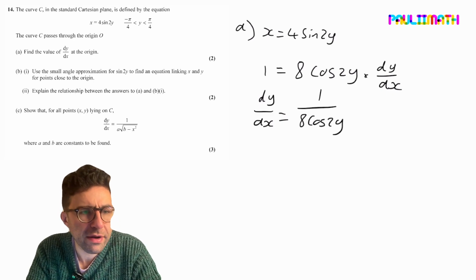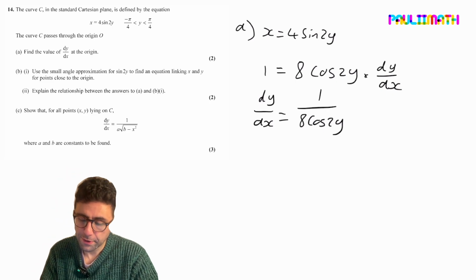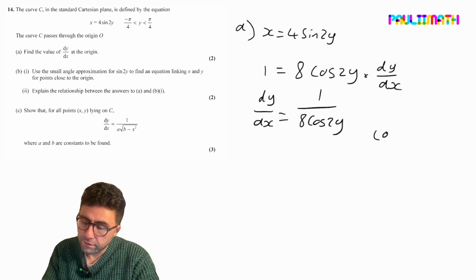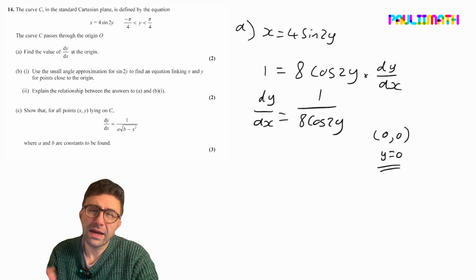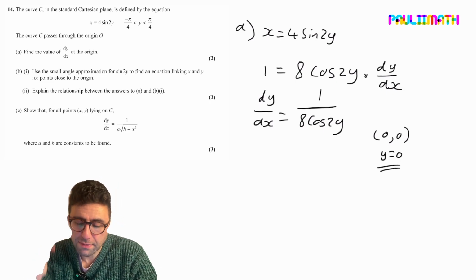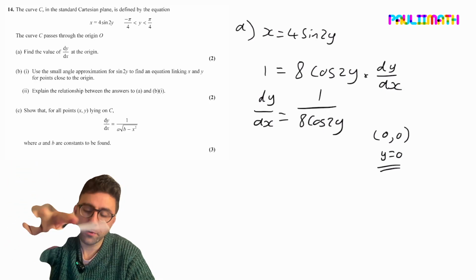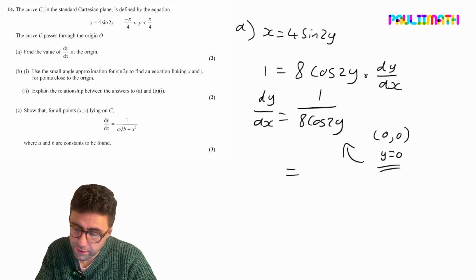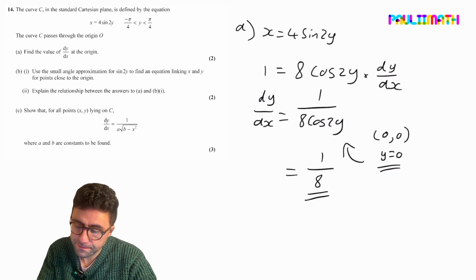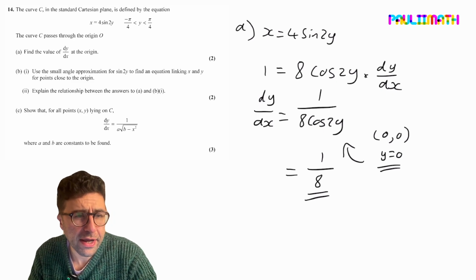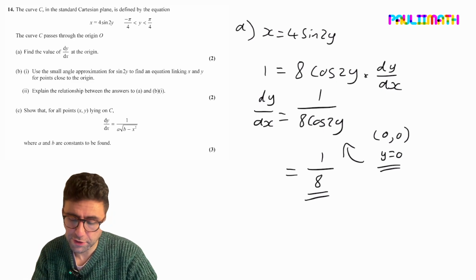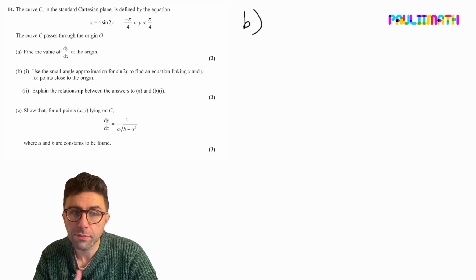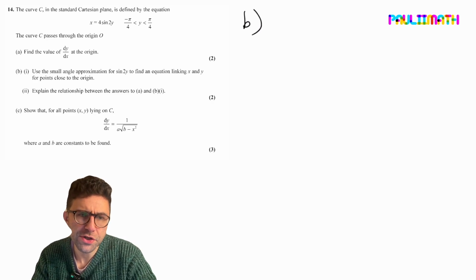And what coordinates do we have to put in here? It's at the origin, 0, 0. There's no x's in there, it's just y equals 0. Get your calculator out or use that brain power to understand that cos of 0 is 1. So subbing that in, you'll get 1 over 8, which is going to be your answer for part A. Find the value of the derivative at the origin. Part B, use the small angle approximation to find an equation linking x and y.